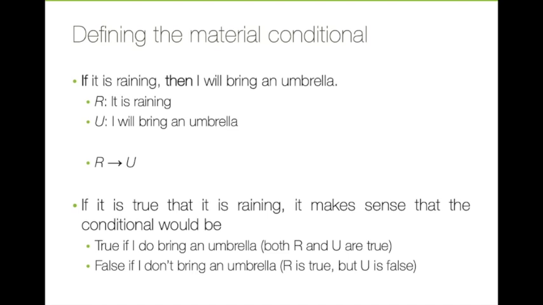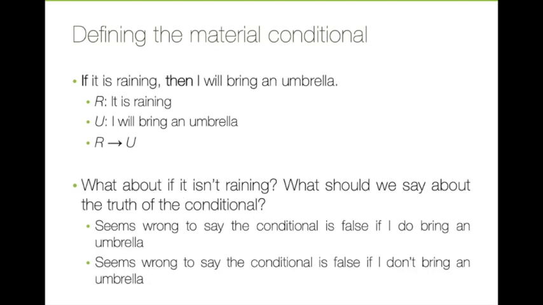So our example was, if it's raining, then I will bring an umbrella. And then we have R as our antecedent for it is raining, and U for our consequent, I will bring an umbrella. It's pretty natural to understand how we should treat the conditional when the antecedent is true. If it is raining, it makes sense to think that the whole sentence is true if I do bring an umbrella when it rains, and false if I don't bring an umbrella when it rains. So that captures that when the antecedent is true and the consequent is false, the conditional is false.